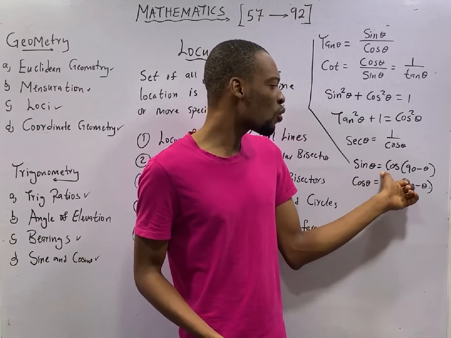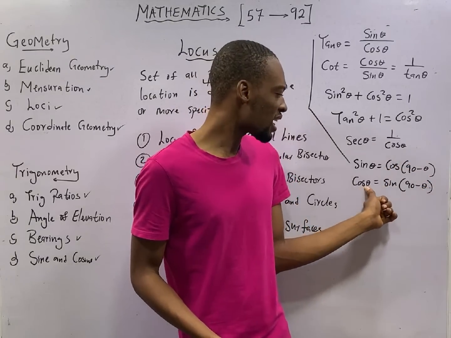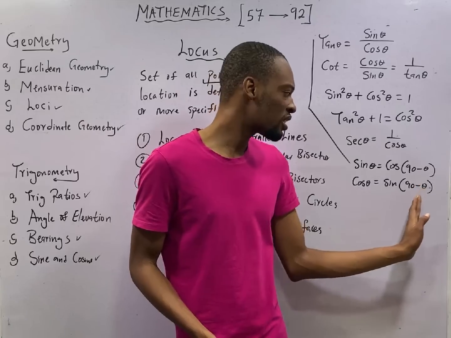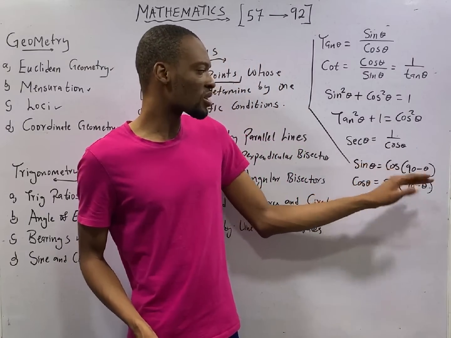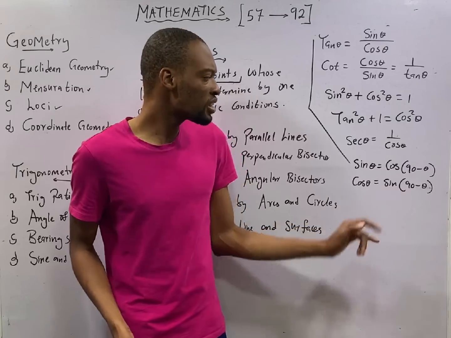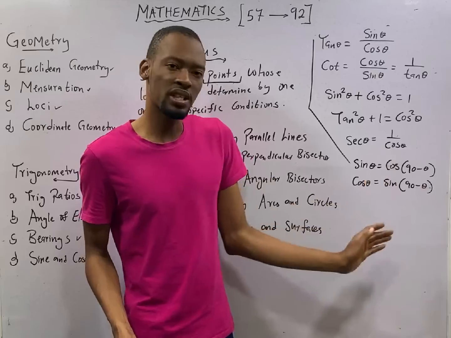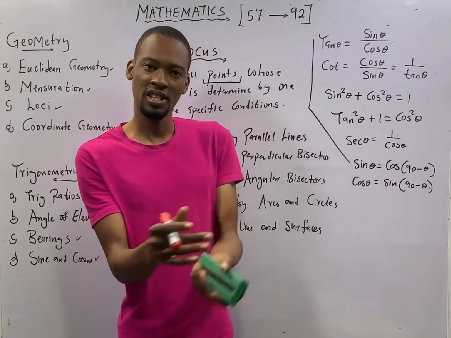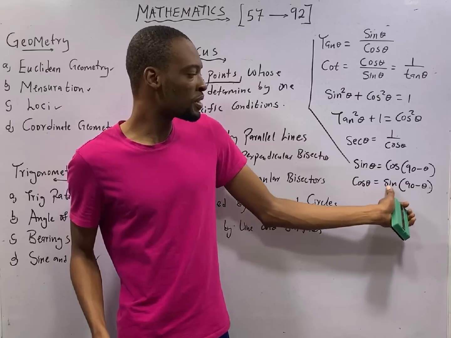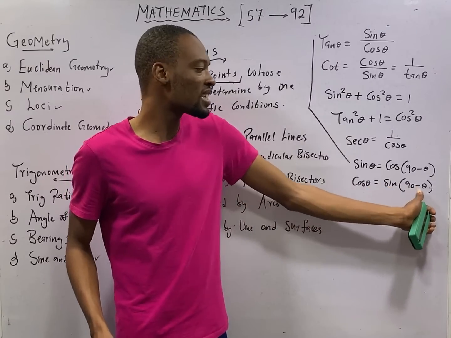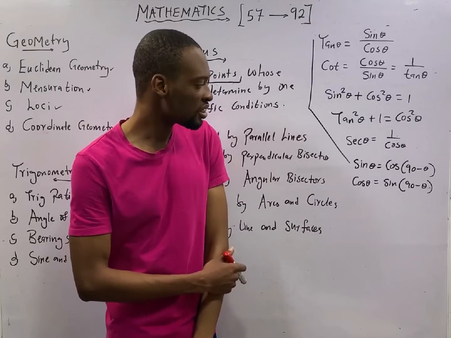Sin theta is equal to cos 90 minus theta. Cos theta is sin 90 minus theta. Look at this. If sin theta is cos 90 minus theta, it means if I give you sin 60 here, it will be the same thing as cos 30. Sin 60 is cos 30. If I give you cos 60 here, it will be the same thing as sin 30, because 90 minus 60 is 30. So that is how it is.